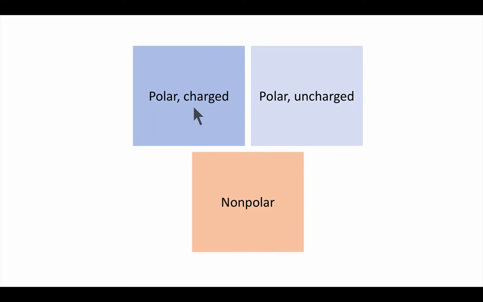We will classify the amino acids into three major groups: the polar charged amino acids, the polar uncharged amino acids, and the nonpolar amino acids. Things that are nonpolar are hydrophobic or water-hating, while things that are polar are hydrophilic or water-loving.